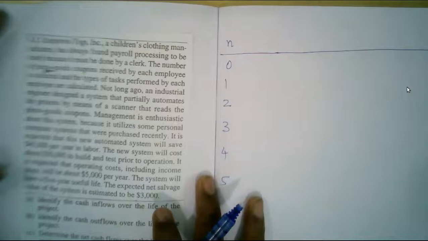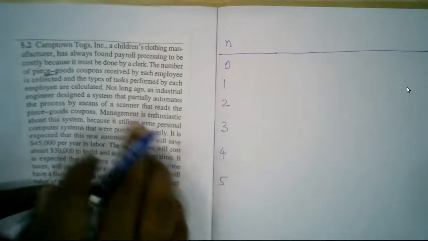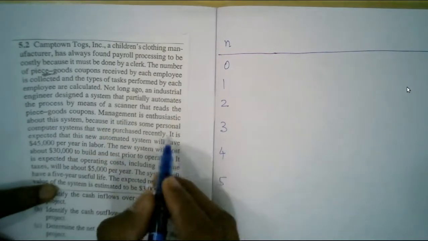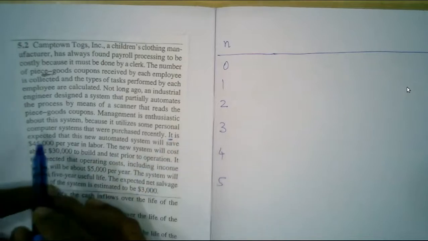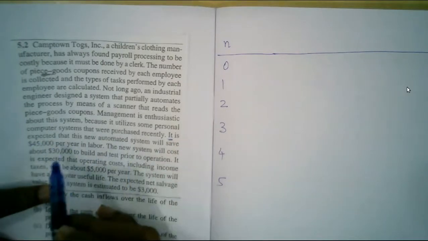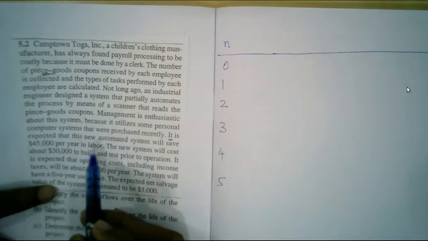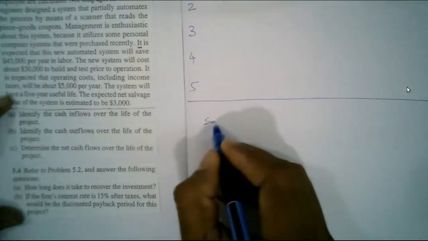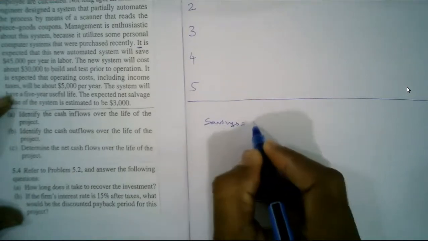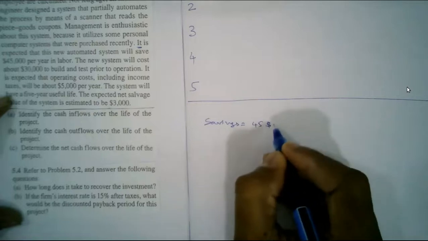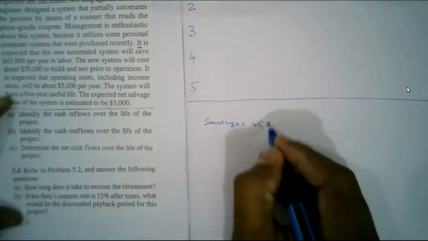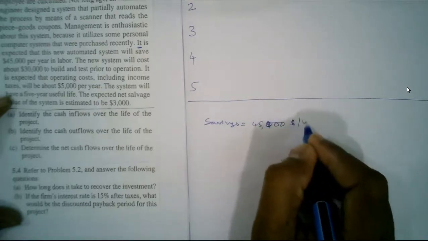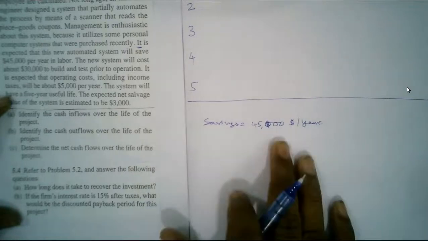You can pause the screen and read the question for yourself, but the main part of the question starts from this point. It is expected that the new automated system will save $45,000 per year in labor. So what is the savings? I'll write here, savings is $45,000 per year. This will become a positive cash flow, or we can say cash inflow.